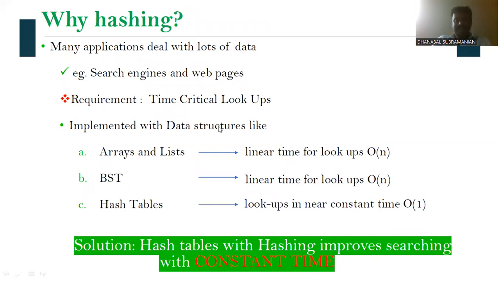Okay. Data structures like arrays and lists, binary search tree, and hash tables are implementations, and hashing techniques are one of them. It's a constant time solution. A hash table with hashing improves the searching with constant time. Constant time means, suppose without the hashing technique, it's very difficult to retrieve the data; it takes a huge time to retrieve the data in your table. Suppose you are using the hashing technique, it's a constant time: in a particular time period you can retrieve the data in your computer memory location.